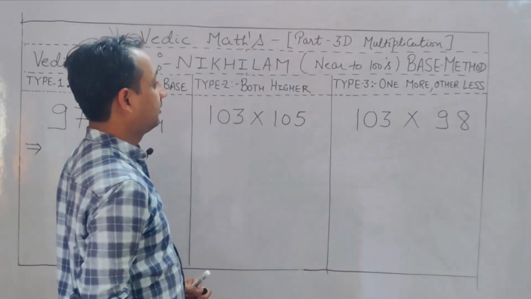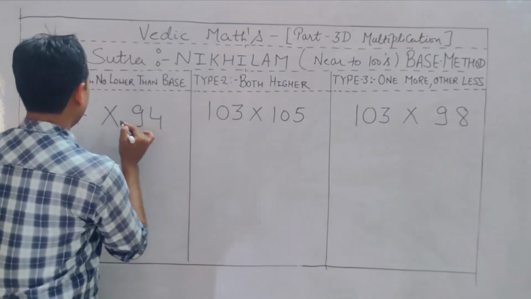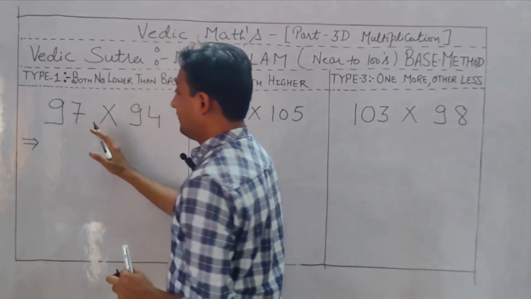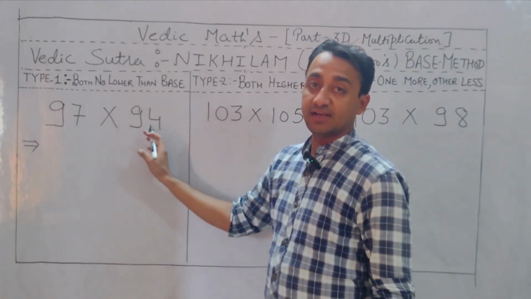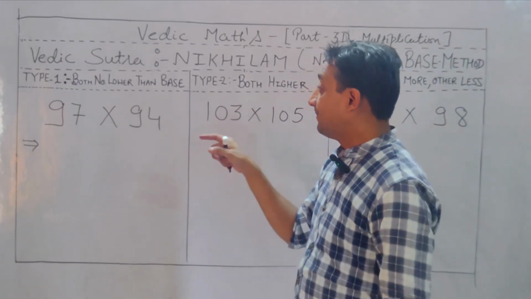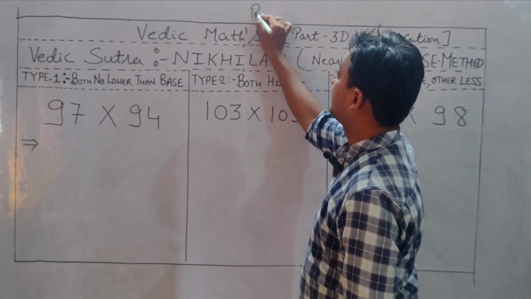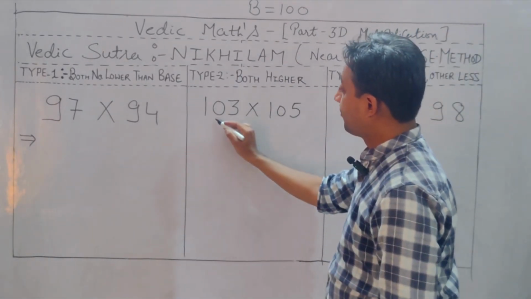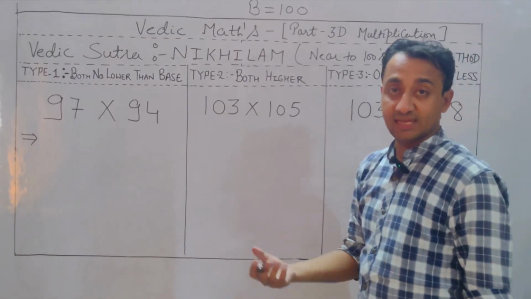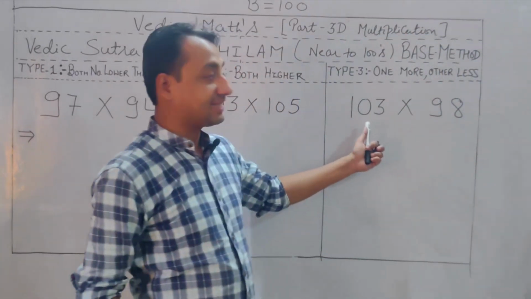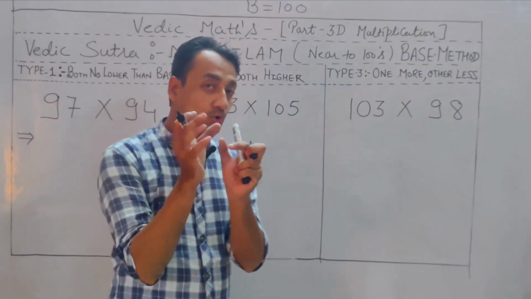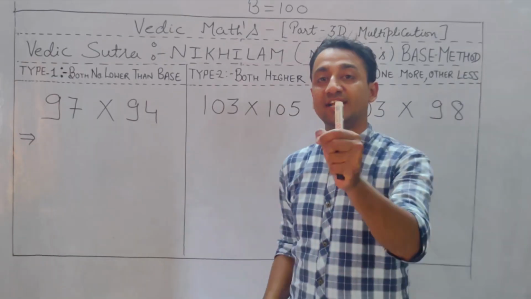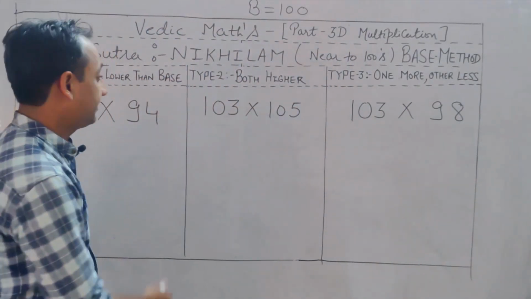There are three kinds of questions we'll find here. In the very first, both numbers are lower than the base. There will be two numbers, 97 and 94, that are lower than the base. The base we are taking here is 100. In the second type, both numbers are more than the base, and in the third type, one is lesser than the base and the other is higher than the base. Now, how do we multiply these different kinds of numbers in just 20 seconds, max to max? Here we can start.